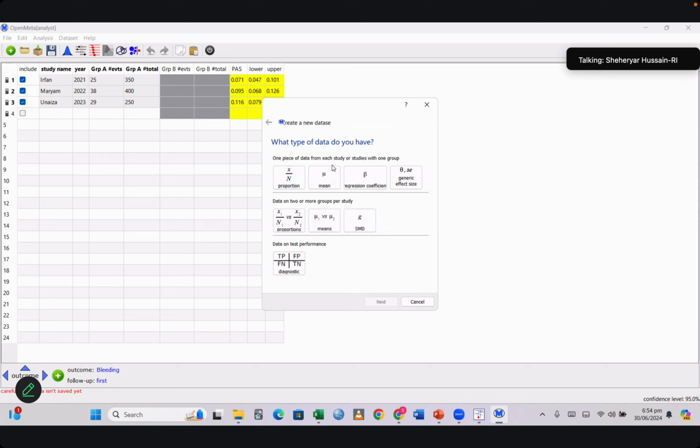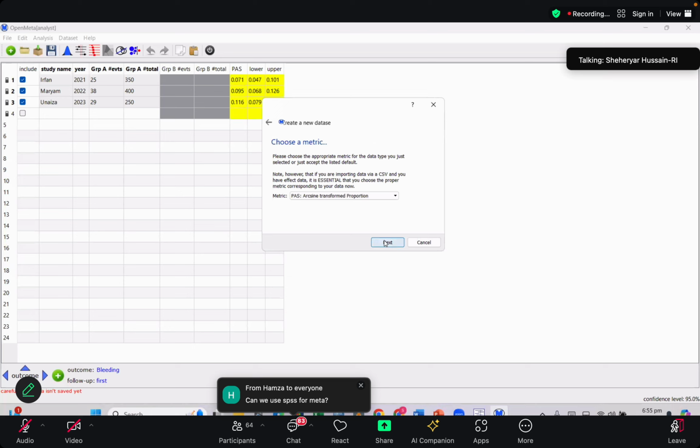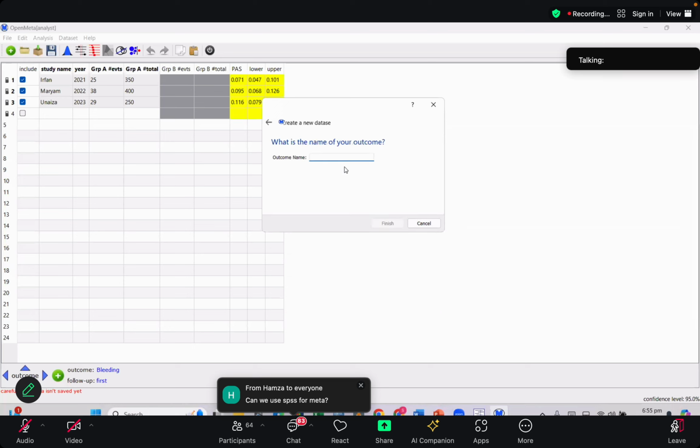First of all, for single arm meta-analysis, you're going to go to one group. If you have dichotomous data, you will select the proportion. If you have continuous data, you will select the mean. Right now, we have dichotomous data. I selected the proportion. The metric will always be set at PAS, the arcsine transform proportion. Then I'll click OK. Our outcome will be bleeding.